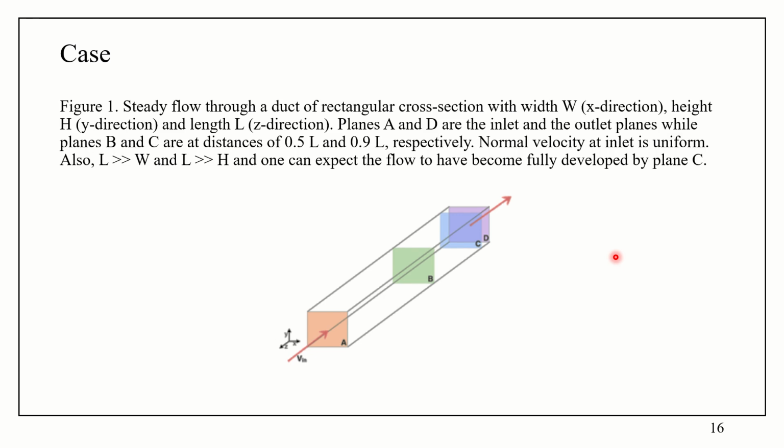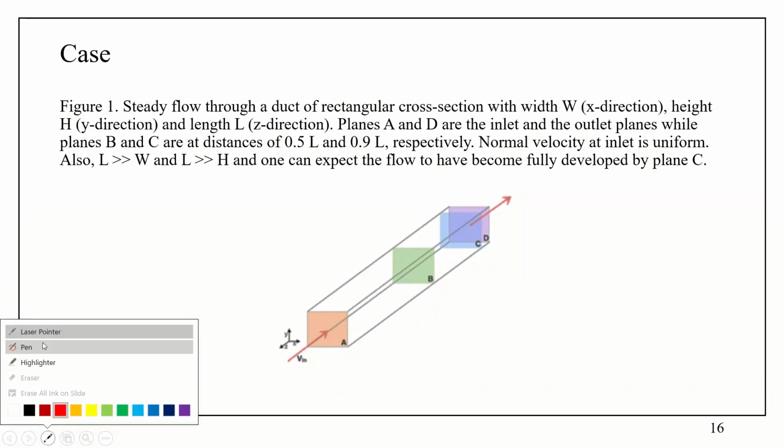We'll see what this particular figure is, and based on this figure only the following questions are coming. Figure 1: steady flow through a duct of rectangular cross section with width W, height H and length L. Planes A and D are the inlet and the outlet planes, while planes B and C are at a distance of 0.5 L and 0.9 L respectively. Normal velocity at inlet is uniform, and also L is very much greater than W and L is very much greater than H.